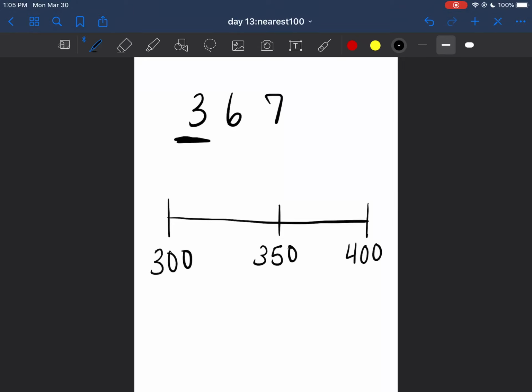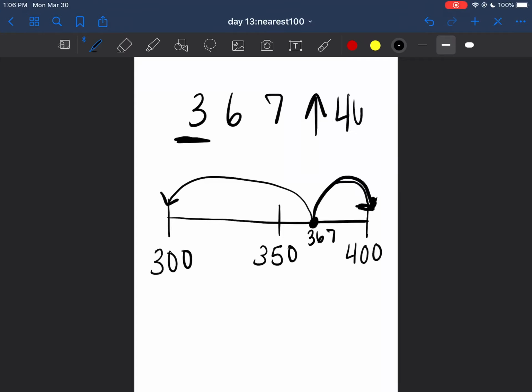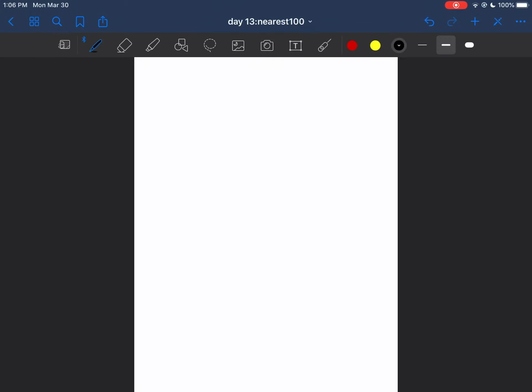All right, now to place 367 on my number line. Does 367 come before 350 or after? It comes after because 6 tens comes after 5 tens. Now, to round it, is 367 closer to 400 or is it closer to 300? Very good, it's closer to 400, so 367 will round up to 400. All right, let's practice another one.